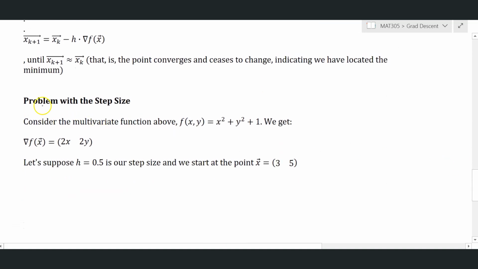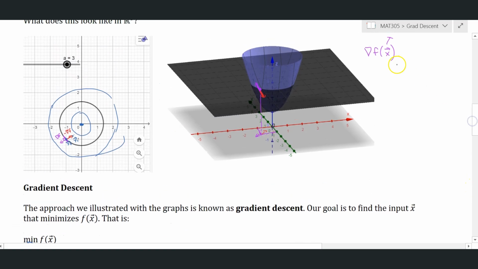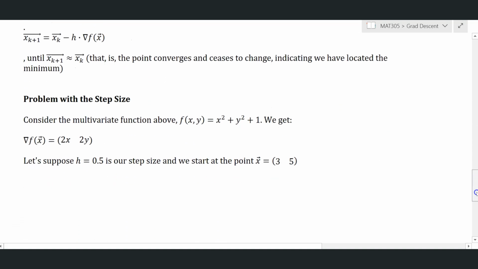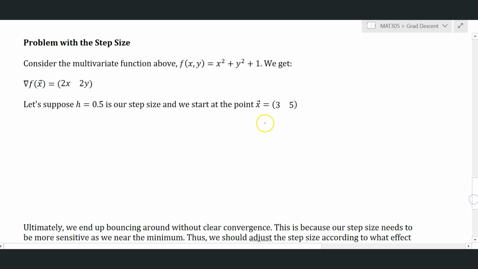All right, let's take a look at an example now. That paraboloid that we were looking at was the function f of x,y equals x squared plus y squared plus 1. That's what we were looking at in this three-dimensional graph here. The gradient of that function would be 2x and 2y. And let's suppose that h equals 0.5 is our step size, and we start at the point (3, 5). Okay, so that's our initial point. So x0 is the point (3, 5).